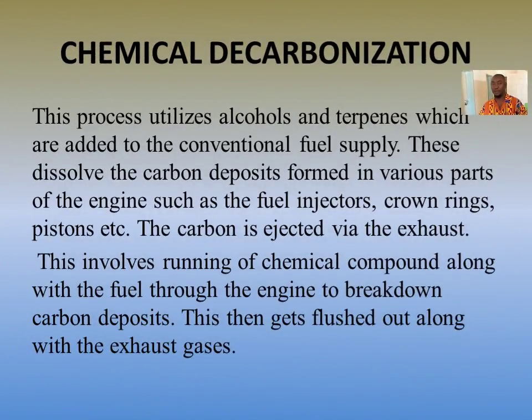About chemical decarbonization, this process utilizes alcohol and terpenes, which are added to the conventional fuel supply. This dissolves the carbon deposits formed in various parts of the engine, such as the fuel injectors, crown rings, piston, etc. This carbon is ejected by the exhaust. This process involves running chemical compounds along with the fuel through the engine to break down carbon deposits. This then gets flushed out along with the exhaust gases.